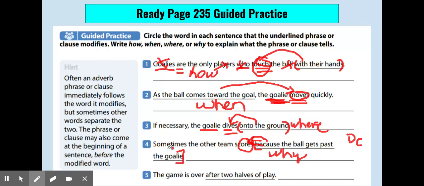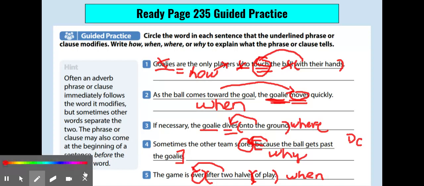And number 5 says, the game is over after 2 halves of play. Well, then I've got another, let's see, that's a prepositional phrase. After 2 halves of play. And this phrase is telling us when it's going to be over. So that means it's going to be modifying the word over and answering the question, when?